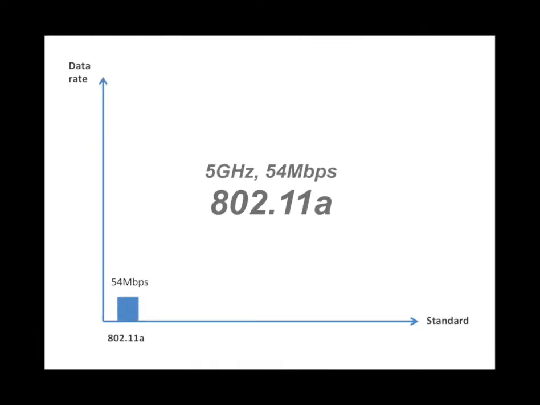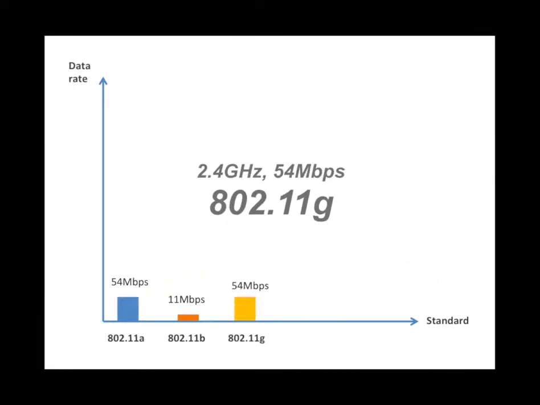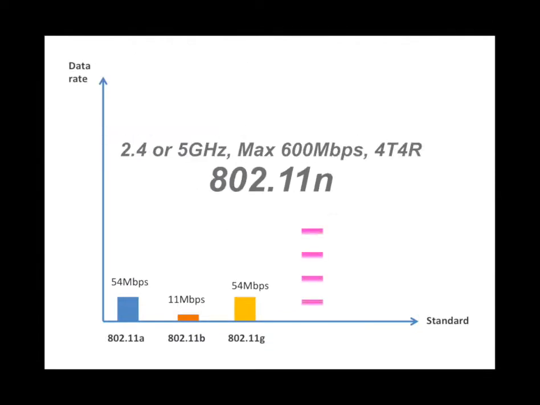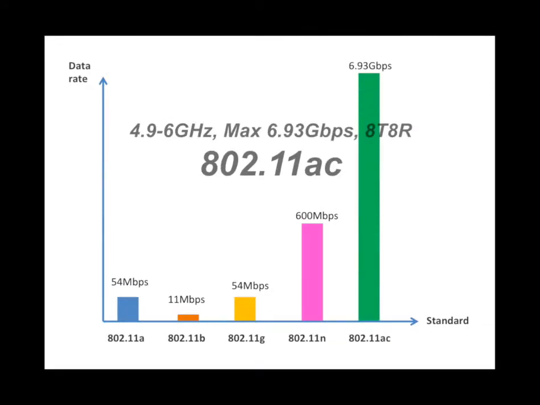802.11a, 5 GHz, 54 megabits per second. 802.11b, 2.4 GHz, 11 megabits per second. 802.11g, 2.4 GHz, 54 megabits per second. 802.11n, 2.4 or 5 GHz, maximum 600 megabits per second, 4T4R. 802.11ac, from 4.9 GHz to 6 GHz, maximum 6.93 gigabits per second, 8T8R.